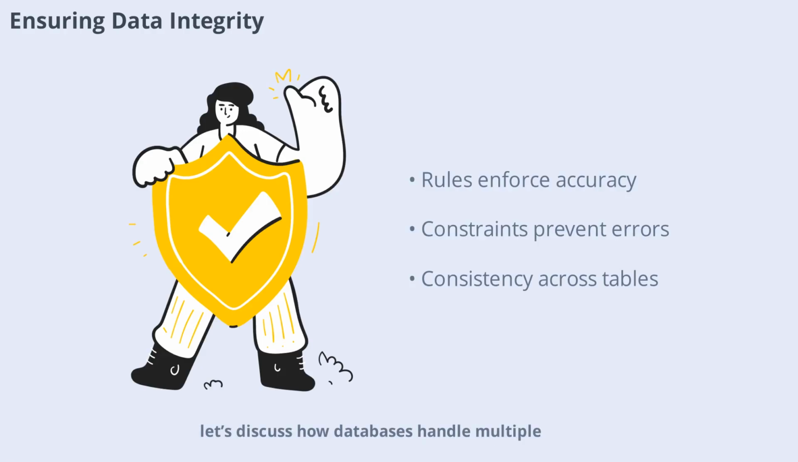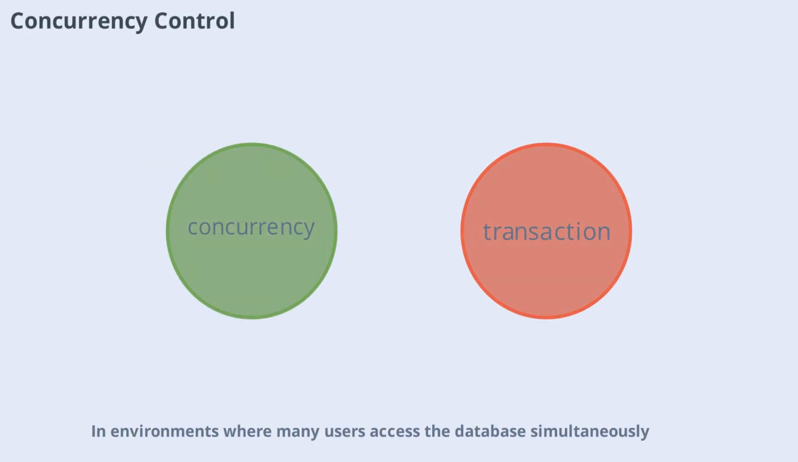Next, let's discuss how databases handle multiple users accessing data at the same time. In environments where many users access the database simultaneously, concurrency control is vital. This ensures that multiple operations can happen at the same time without causing conflicts or data corruption. Traditional databases use techniques like locking and transaction management to handle concurrent access. For example, if two users try to update the same record at once, the database ensures that changes are applied in a controlled way. This keeps data consistent and prevents errors, even under heavy usage.